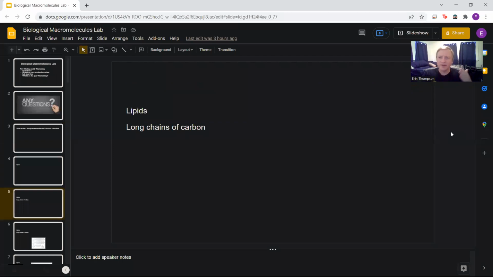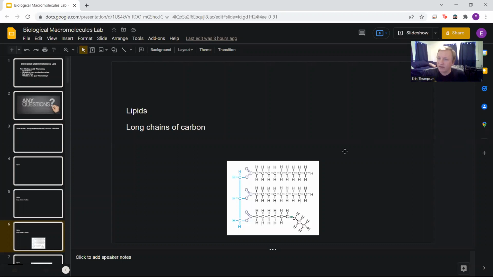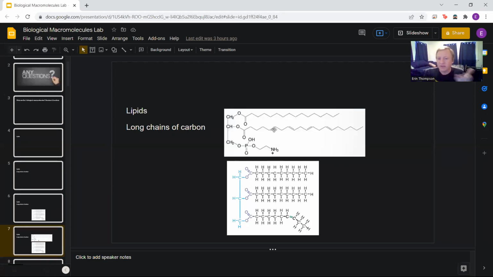Lipids are these long chains of carbon. They look something like this. This is like a triglyceride. But you can see there are just these long chains of carbon. Sometimes you have some differences, like a double bond here, or maybe a nitrogen group here. But you should know that these lipids are long chains of carbon.